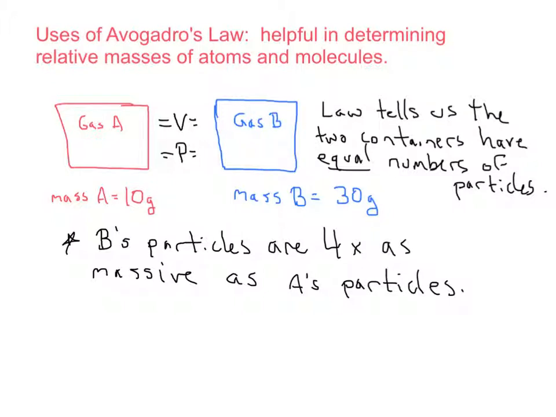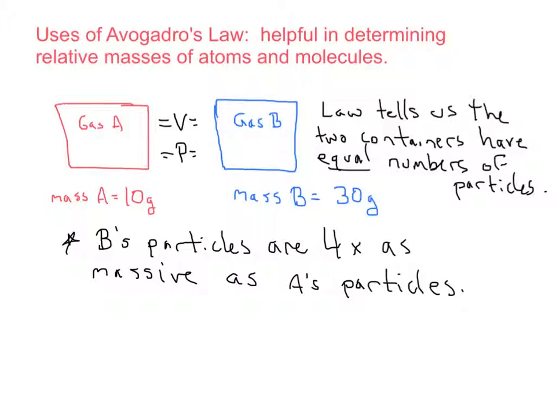So one of the uses of this law when it first became a law was in determining the relative masses of atoms and molecules, which has always been problematic until more recently. So what they would do is take two different gases, and they put them in a rigid container that had the exact same volume, and they would carefully adjust the pressure until they had matching pressures, so that in these two samples of gas A and B, they had equal volumes and equal pressures. And that law is telling us then, under those conditions, the number of particles are equal.